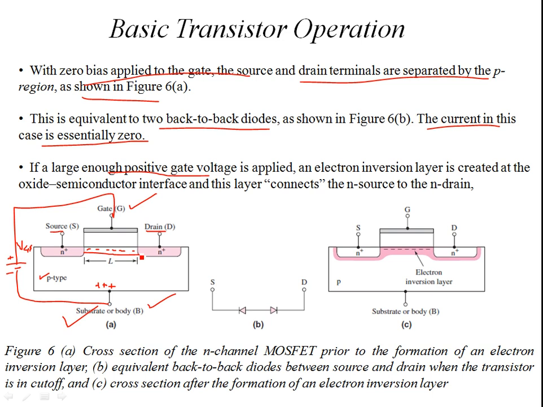So if a large enough positive gate voltage is applied, the electron inversion layer is created. This is your electron inversion layer over here. It is created at the oxide semiconductor interface, and this layer connects the N source to the N drain. Both the source and drain are N-type materials consisting of negatively charged carriers. That's how you're going to conduct. You're going to have a conduction of current from source to drain.